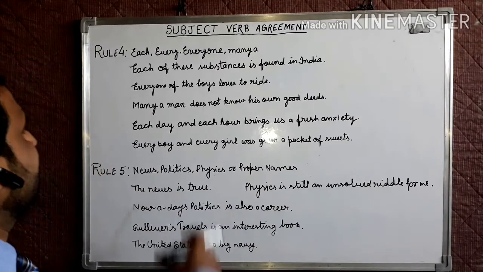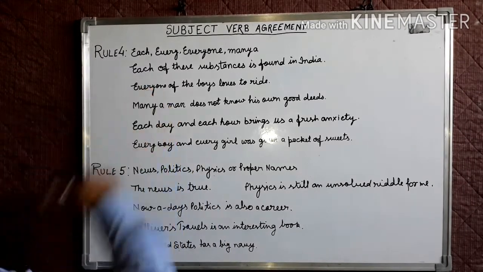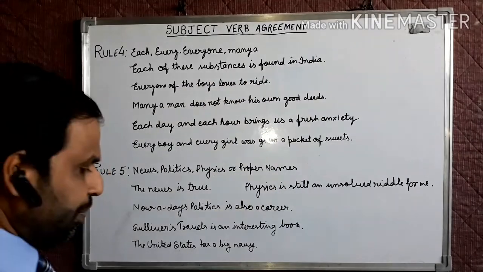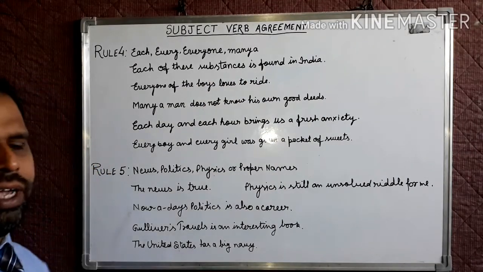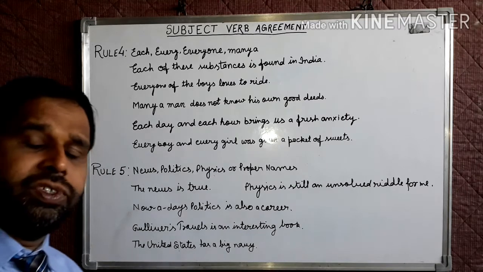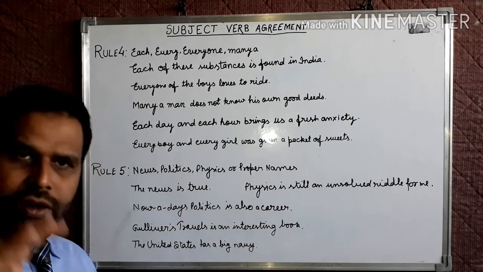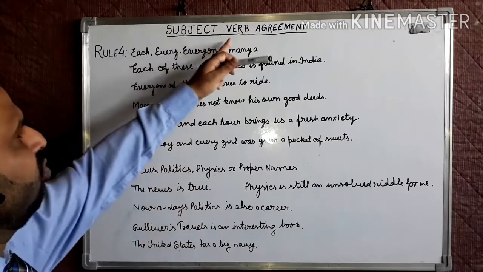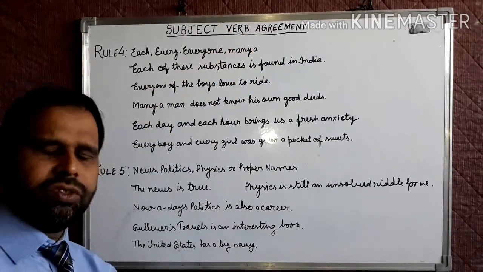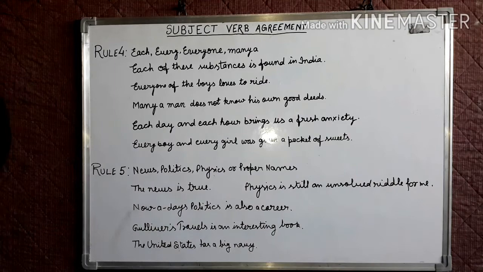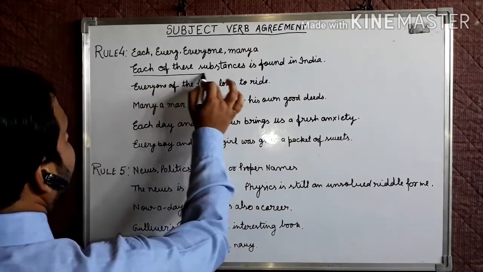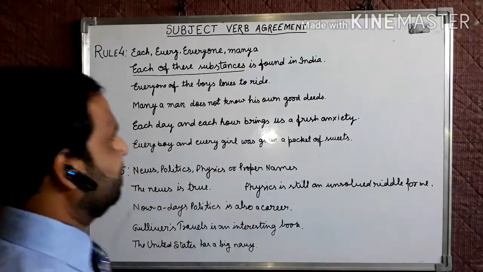Let me see sentence 1. Each of these substances is found in India. Before it, again, I would like to remind you, in the very first video I told you that verb depends on subject. Subject-verb agreement. So first of all, we have to find out our subject. Our subject is each of these substances.